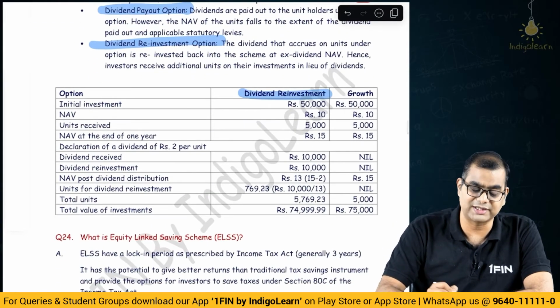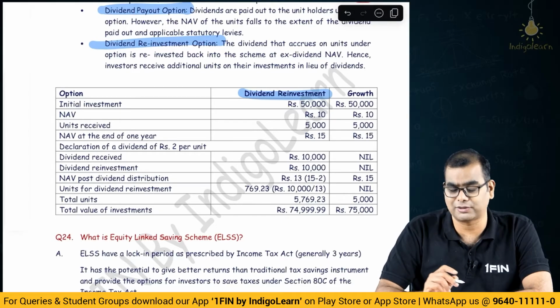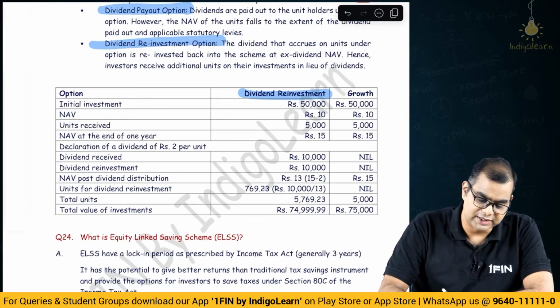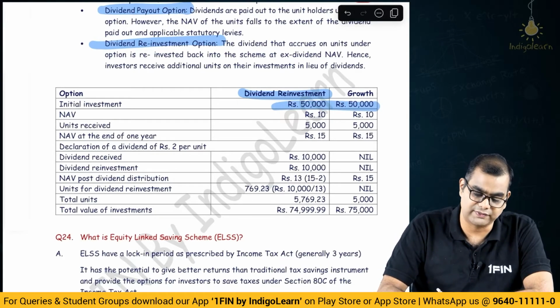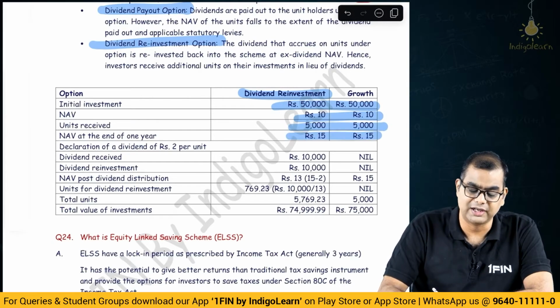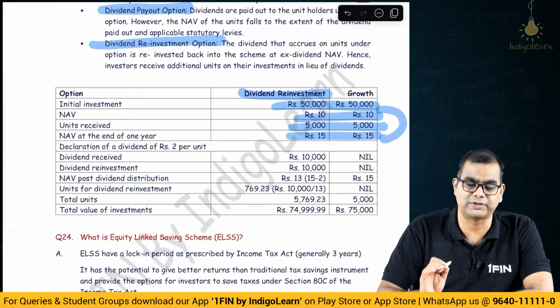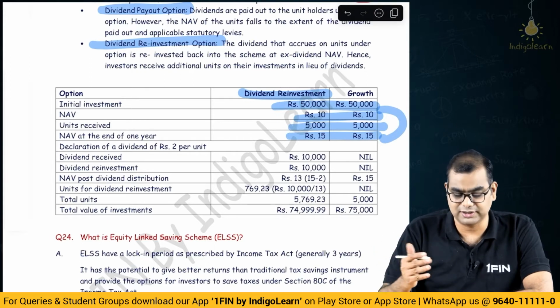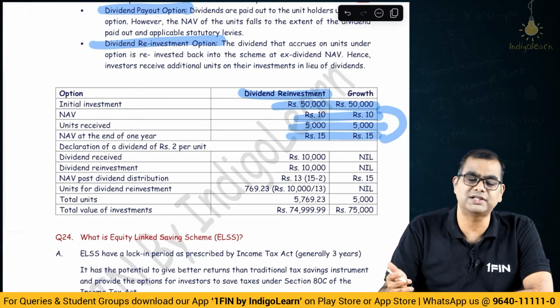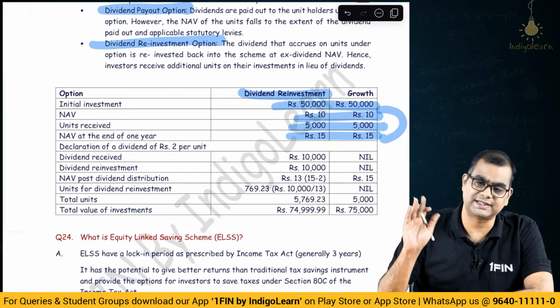How do you understand these three things? How do you understand the difference between dividend reinvestment and growth option? There is a very simple example. Let's say they initially invested 50,000 in both of them at 10 rupees per unit. So basically 5,000 units. At the end of the year, let's say this 10 rupees has increased to 15 rupees. That is because of appreciation, as this 50,000 was invested in multiple shares. The share values grew, so the overall assets under management grew.